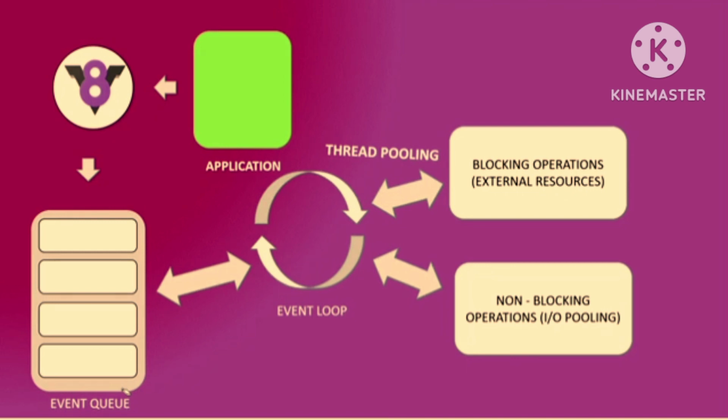If the request is going to be sent to the non-blocking operation, it will use input-output polling. So we can call this thread pooling a Node.js server also. The server accepts the user request, processes it and returns the result to the users.